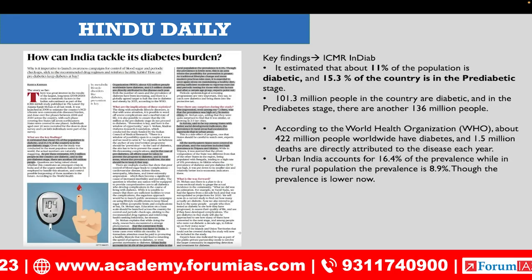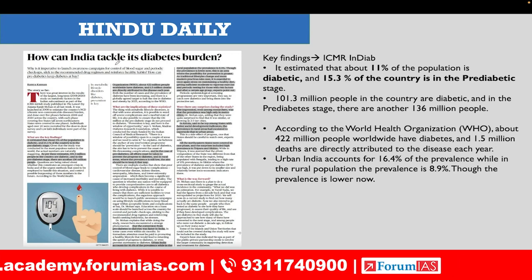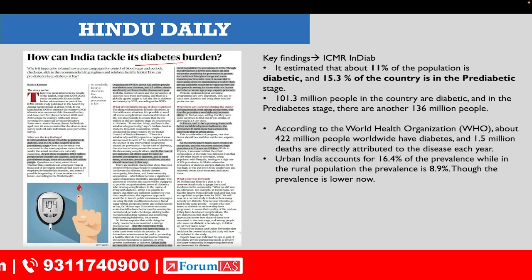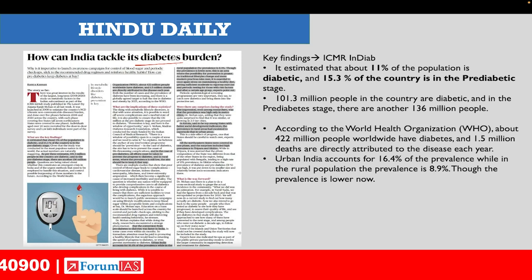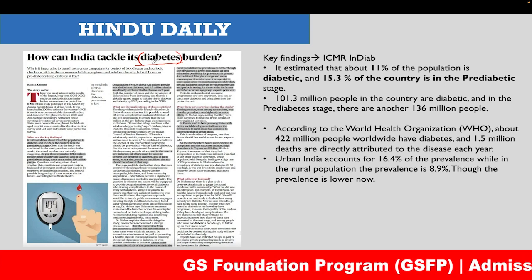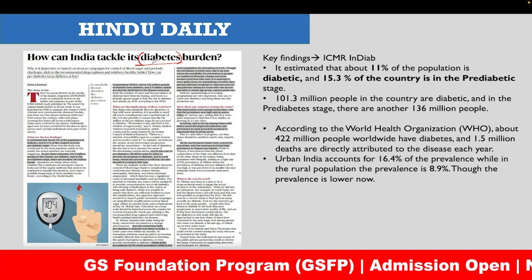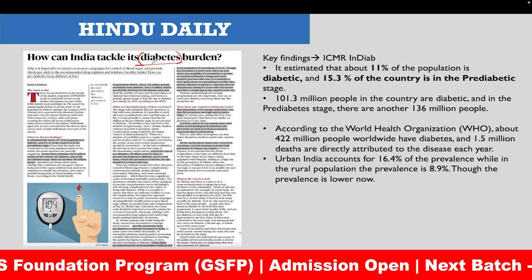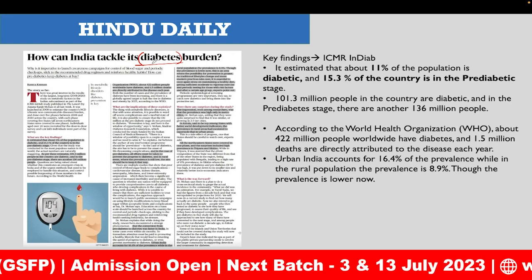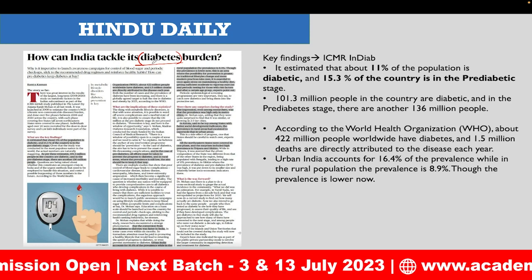So this is the article. Kindly go through the article, how India can tackle its diabetic burden. Guys, before getting into the article, we should know some basics about diabetes, right? So what is meant by diabetes, guys? This is a metabolic disorder. There are several variants of diabetes: type 1 diabetes, type 2 diabetes, then gestational diabetes. Gestational diabetes used to occur during the gestation period for women.